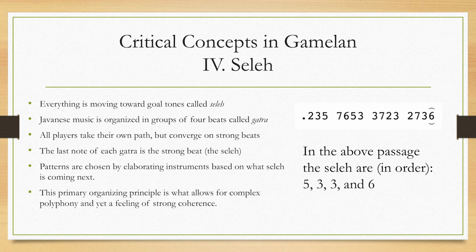So basically, in Javanese Gamelan, all of the music is organized into these 4-note groups called gotro. So each of these little 4-note groups is a gotro. And basically, all of those elaborating instruments that we talked about, so everything that's not playing the balungan, is moving around, taking their own path, but arriving all together on the very last note of each gotro. So this last note of each gotro is considered to be the strong beat. And so basically everyone takes their own path, but then at the very end, they will all play 5.